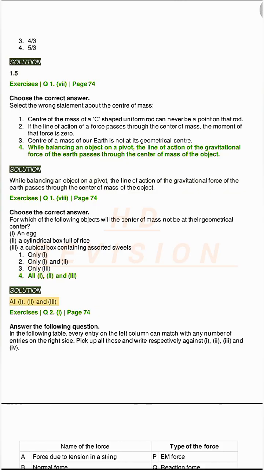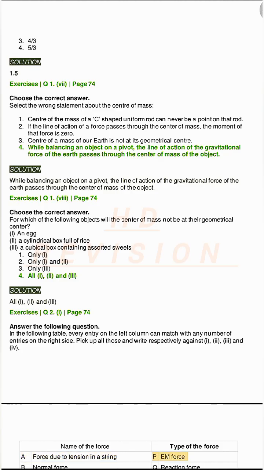Exercises Q2, I, page 74. Answer the following question. In the following table, every entry on the left column can match with any number of entries on the right side. Pick up all those and write respectively against I, II, III and IV. Name of the force. Type of the force. A force due to tension in a string.